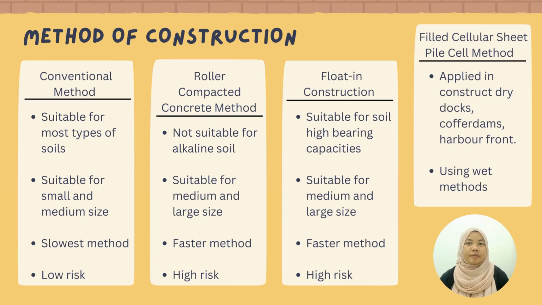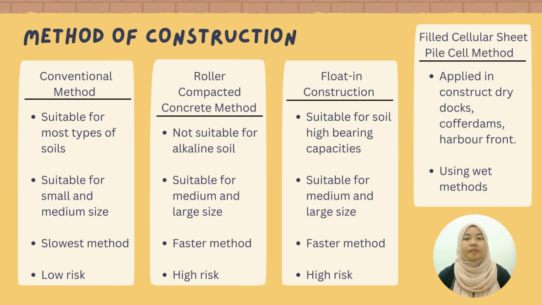There are four types of construction methods, such as conventional method, roller compacted concrete method, float-in construction, and field cellular sheet pile cell method. The conventional method is suitable for most types of soil. It is also suitable for small and medium-sized dams in order to meet economical cost. Next is the roller compacted concrete method. This method is not suitable for alkaline soil and high rise when constructed. However, it is a faster method in constructing a dam. This method is also suitable for medium and large sizes.